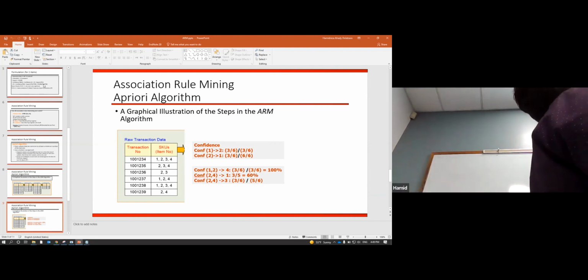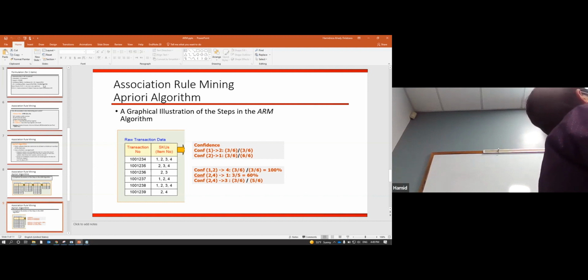Just as an example, confidence of A implies B is equal to the probability of 1 and 2, which is in 3 out of 6, divided by the probability of 1, which is in 3 transactions. So confidence of 1 implies 2 is 3 divided by 6 divided by 3 divided by 6. Or here, confidence of 1 and 2 implies 4 means the probability of these three together, 3 out of 6, divided by the probability of 1 and 2 together, so first, fourth, and fifth, so 100%.